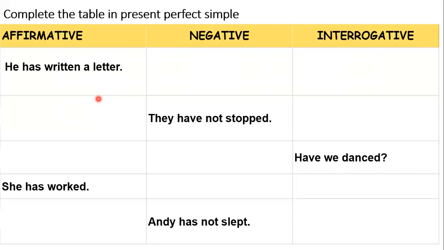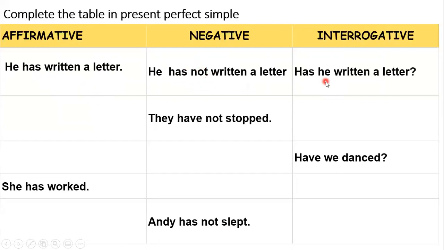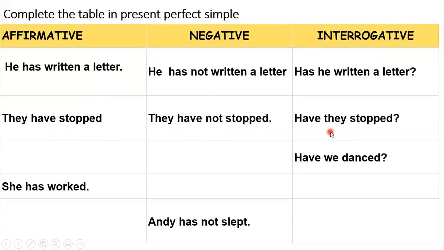Then let's start the correction. So the first sentence, he has written a letter. What is the negative? He has not written a letter. Interrogative, has he written a letter? Good. Second one, they have not stopped. Affirmative, they have stopped. Interrogative, have they stopped? Very good. Third, have we danced? Affirmative, we have danced. Negative, very good.